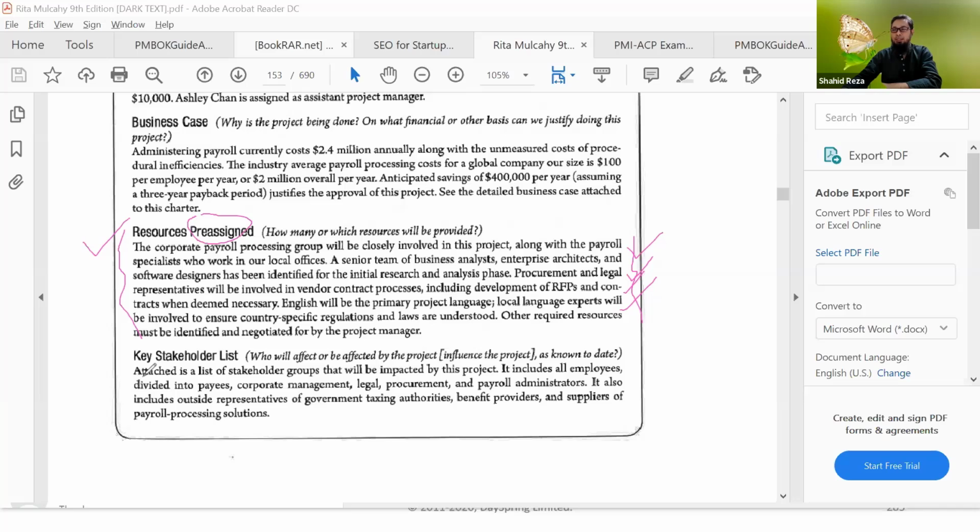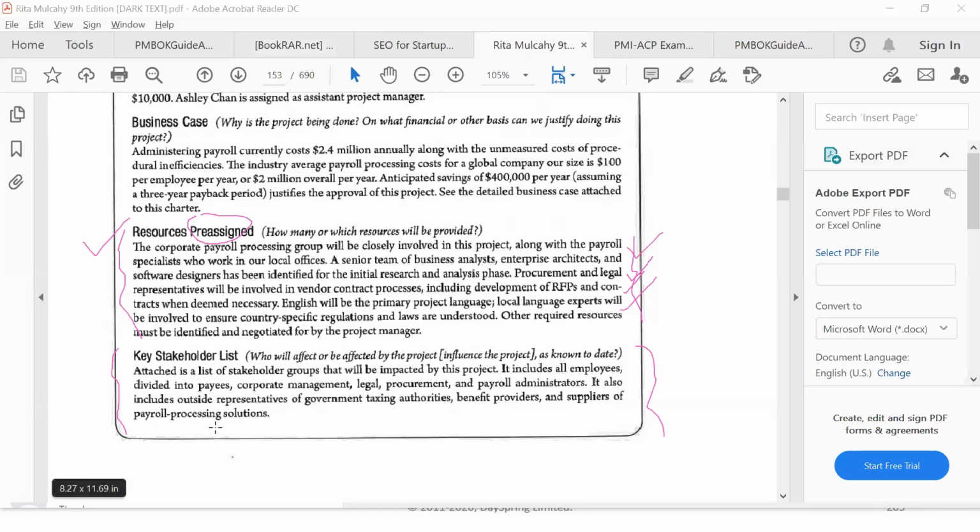Then key stakeholder list. So that means this is the first document of project management. So at this right moment, at the initiation, if we can identify any stakeholders. Who are stakeholders? Stakeholders are those who are having any kind of influence in the project and who will be impacted by the project. So that person, individual, group, or institute or organizations, all will be considered as stakeholder. So if we know at that time who will be our stakeholder for this project, then we will include their names, their address, their contact here. So this is the stakeholder list.